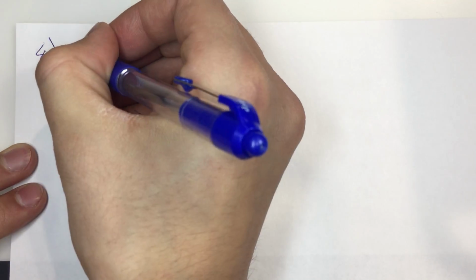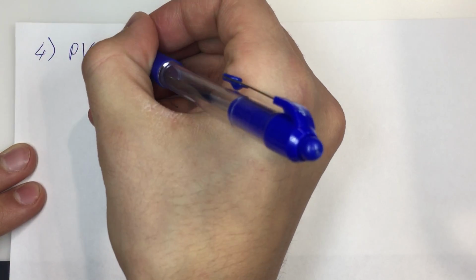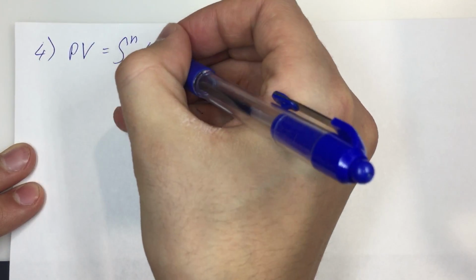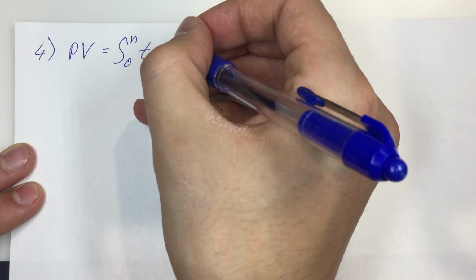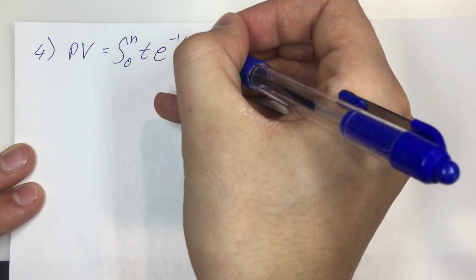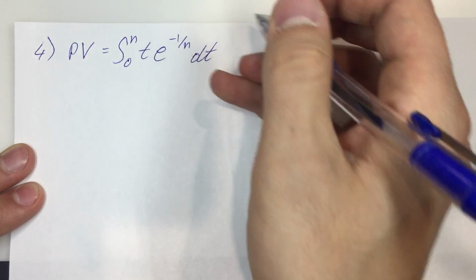So right away, we can figure out that this question obviously requires an integral to be solved. So our present value ranges from time 0 to time n, and we do not know what n is. And it is an integral of t times e to the power of negative t over n dt.